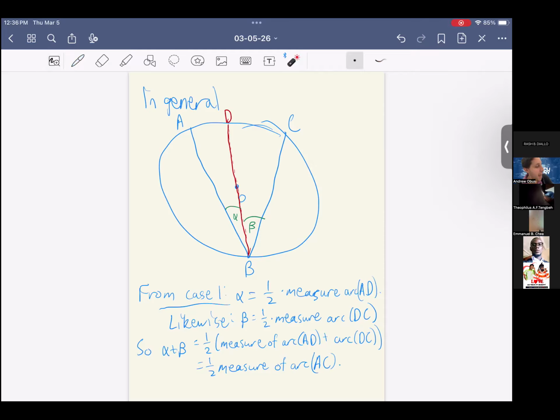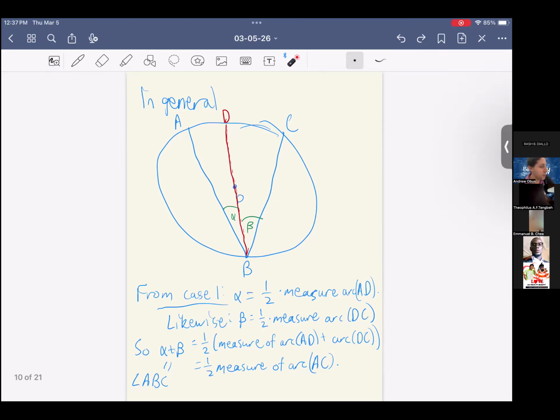We've shown that alpha plus beta, which is angle ABC, is equal to 1/2 the measure of arc AC. So we proved it only when one of the sides of the angle goes through the center, but if neither side goes through the center, you just draw a line that does go through the center, and that splits the angle up into two pieces, and then you're fine.